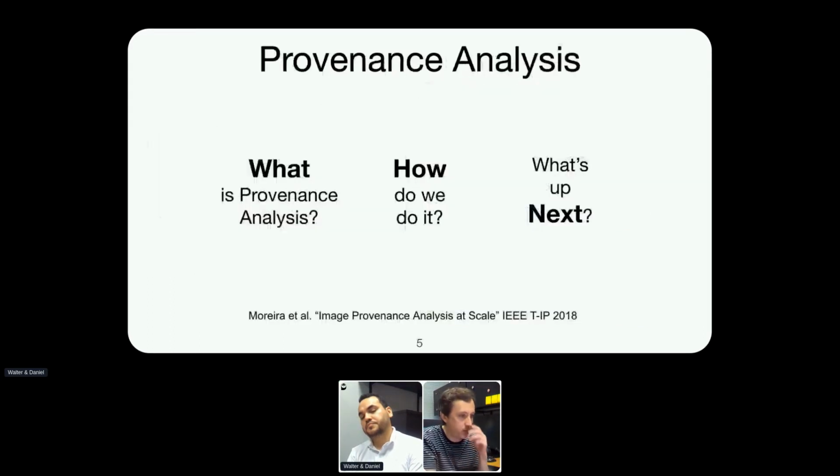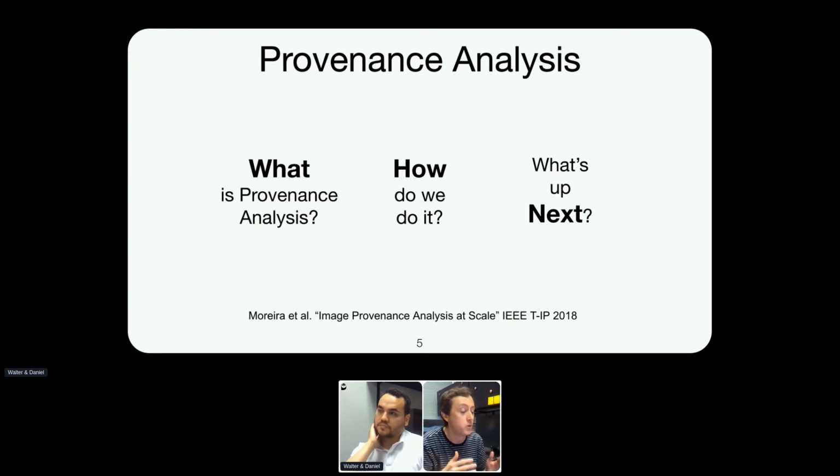Okay, so I'm going to talk a bit about the what here, what is provenance analysis, and then I'm going to start talking a little bit about how we do it in terms of data. Then we'll pause, we'll have some more conversation, and then Daniel will pick up and talk about the algorithms, and then we'll suggest some future areas of research, especially on the systems side of things, because I know this is very much a systems audience.